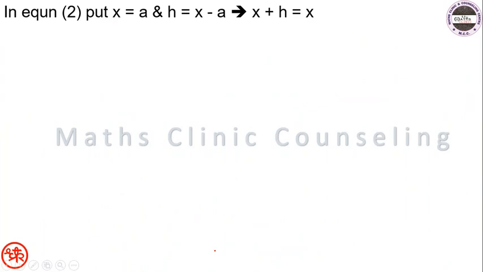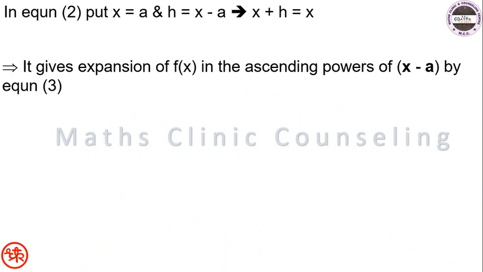So in equation 2, put x is equal to a, h is equal to x minus a, then x plus h is equal to x. And it gives the expansion of f of x in the ascending powers of x minus a.